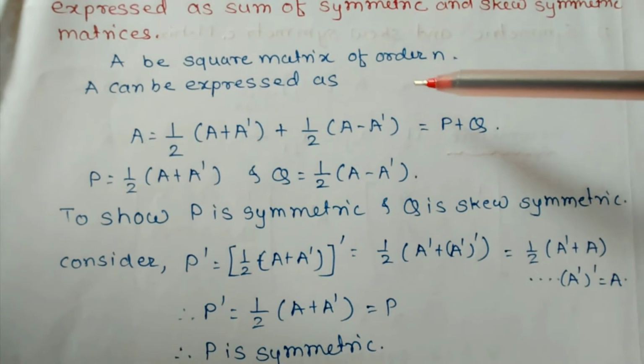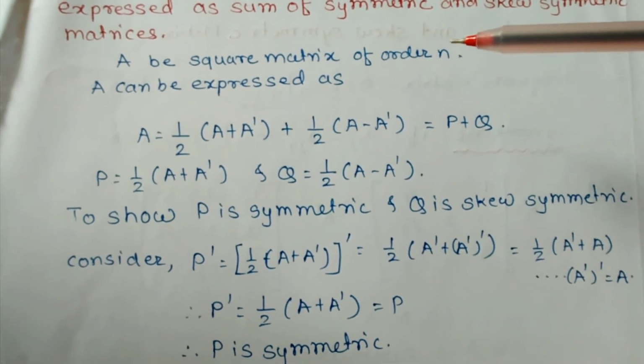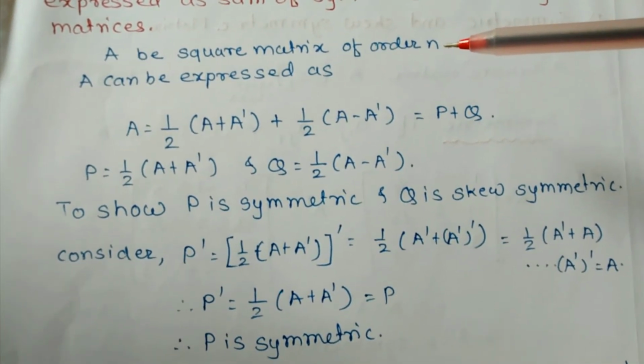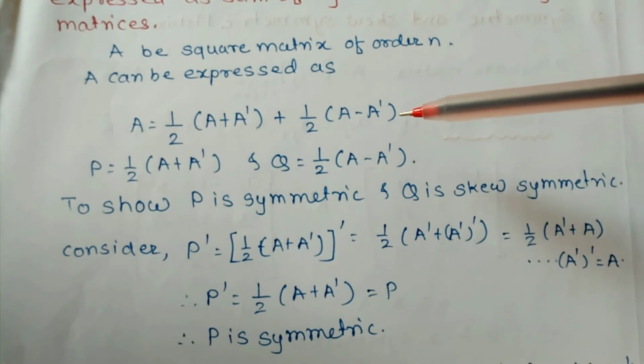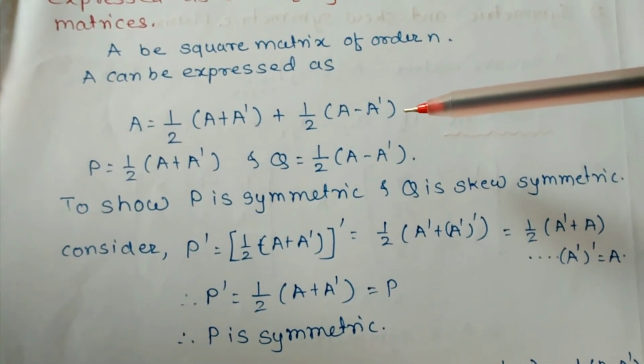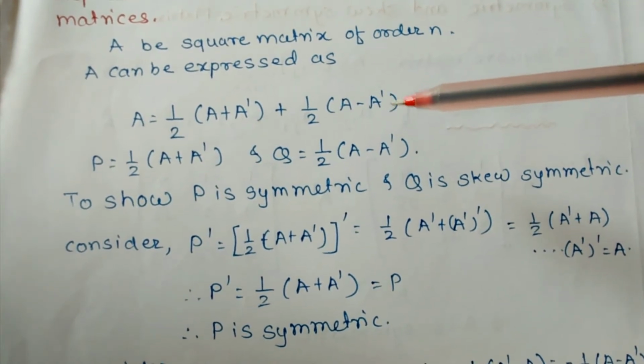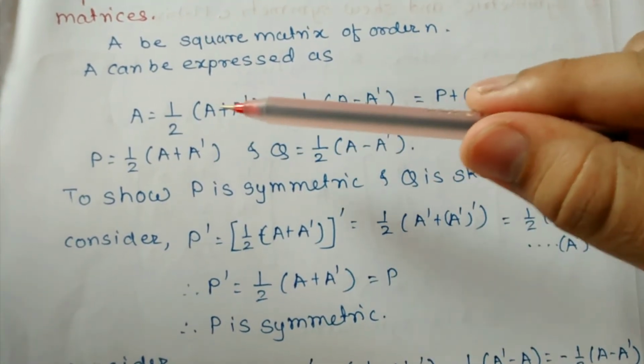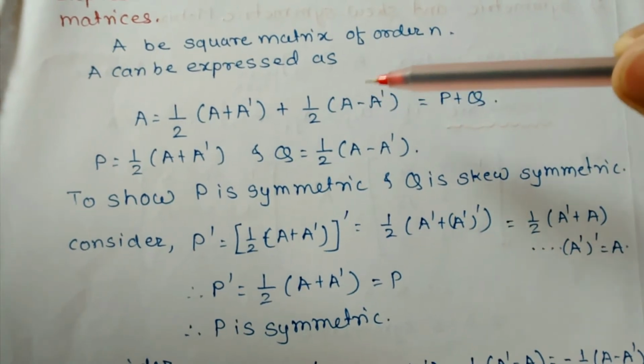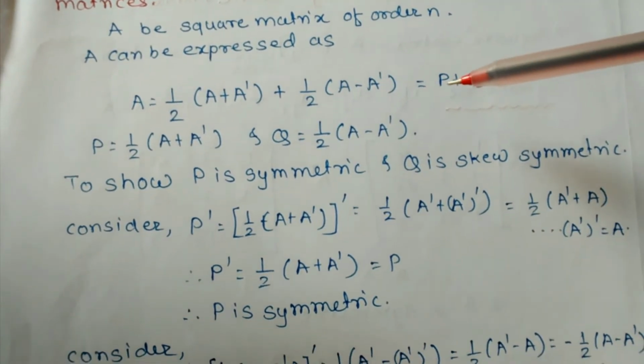We start with one square matrix. Let A be a square matrix of order n. Now we express A in the form of this equation, that is 1/2 (A + A transpose) + 1/2 (A - A transpose). The first term, 1/2 (A + A transpose), and the second term, 1/2 (A - A transpose), are your P and Q.